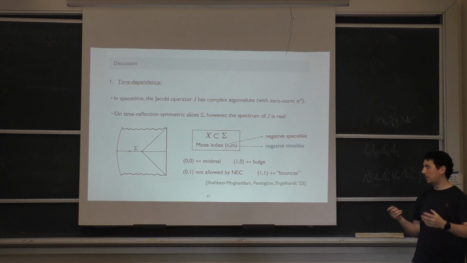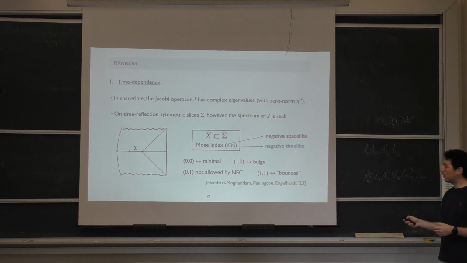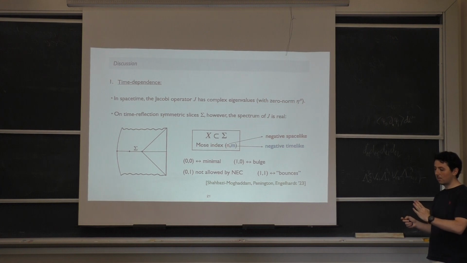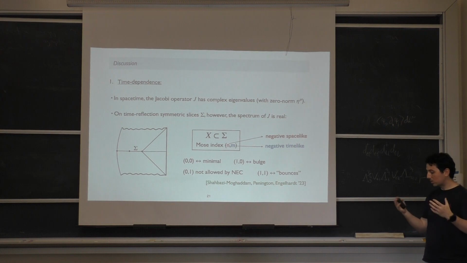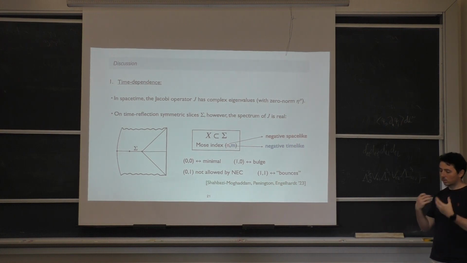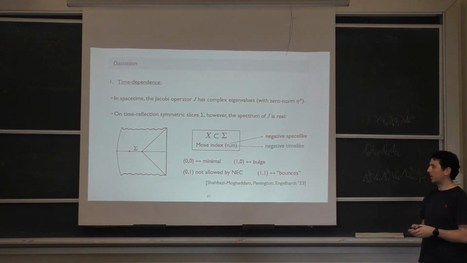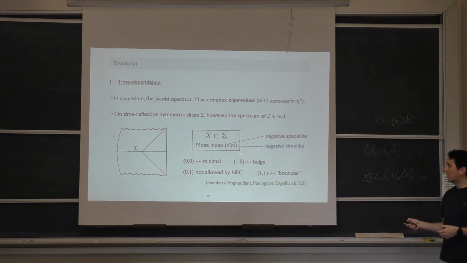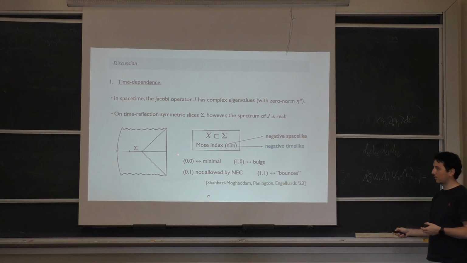So in this convention, I'm calling negative time-like modes deformations which make the area increase to second order. The reason is that there is a convention where you have to also include the norm of the deformation, and for time-like vectors this is negative. Okay. So in this notation, (0,0) surfaces are minimal surfaces. (1,0) surfaces are bulges. So basically they are surfaces which have one negative mode in the space-like direction, but zero negative modes in the time-like direction. So the area in the time direction decreases.